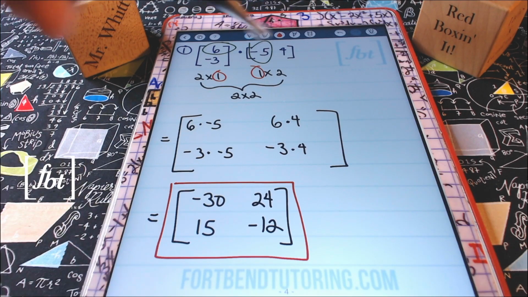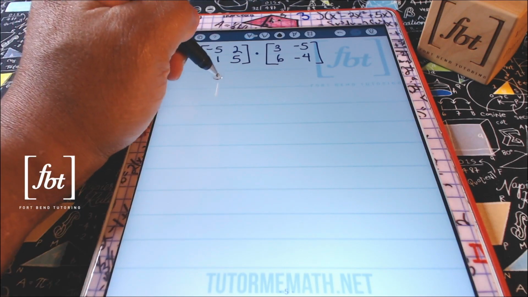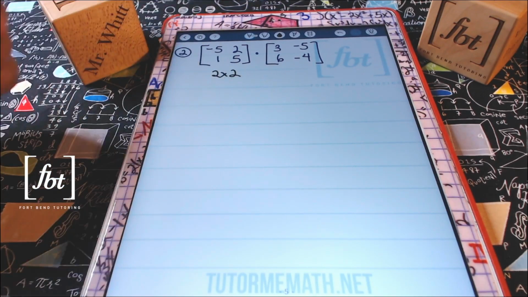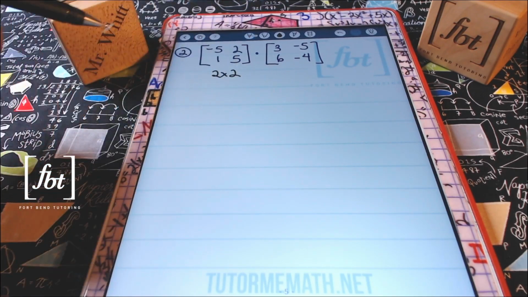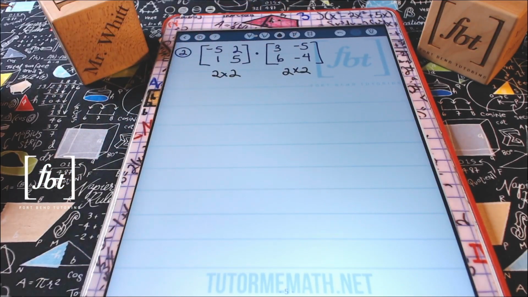Let's move on to our next problem. In problem number 2, we'll be attempting to multiply these two matrices together, but first we'll need to verify that these matrices are compatible with one another. We know that the first matrix is a 2 by 2 matrix because we have 2 rows, 2 columns. We also have another matrix that is a 2 by 2 matrix as far as the order is concerned.